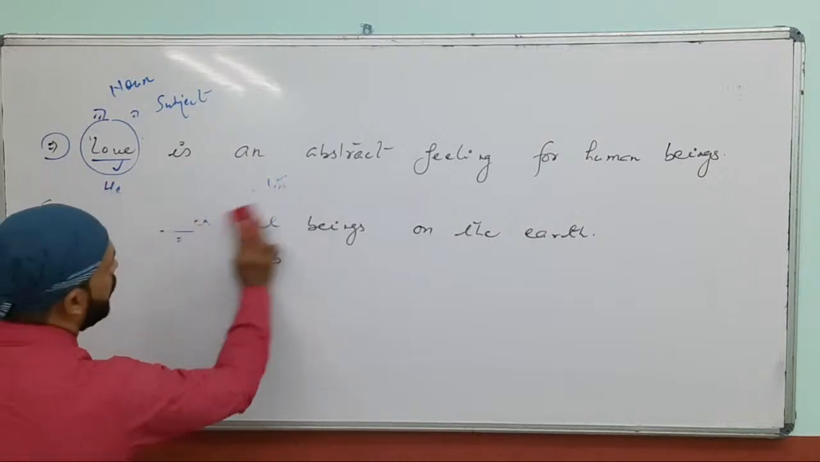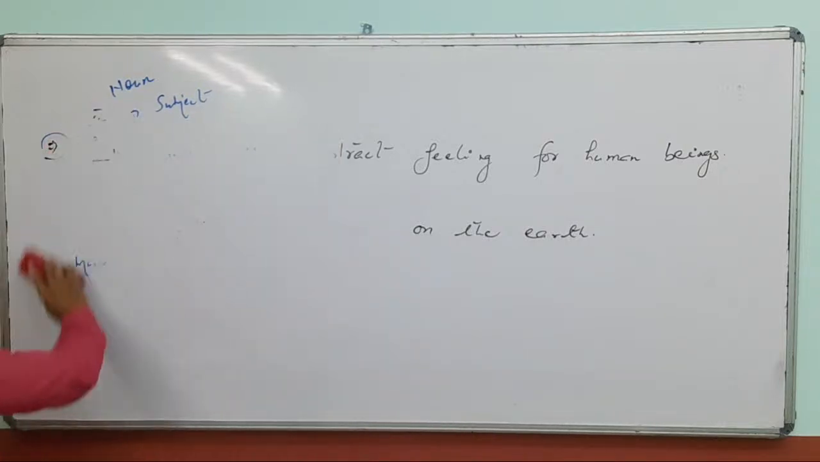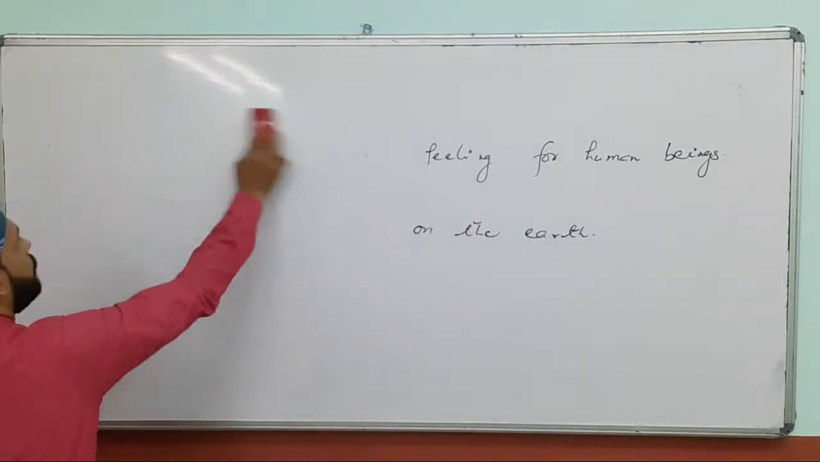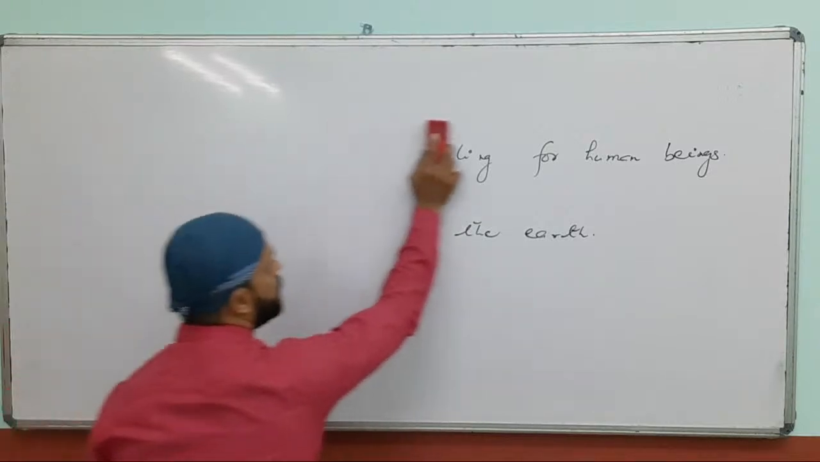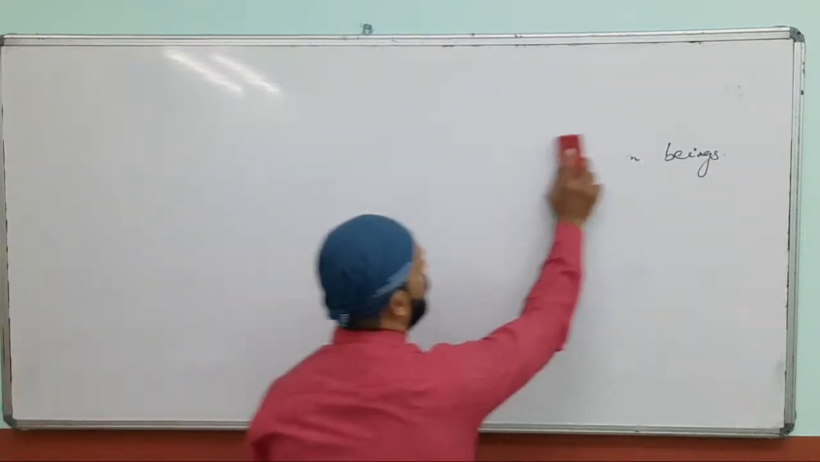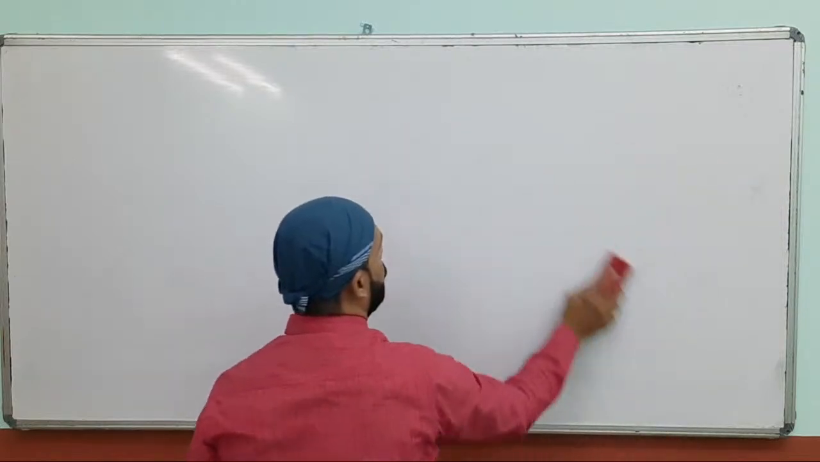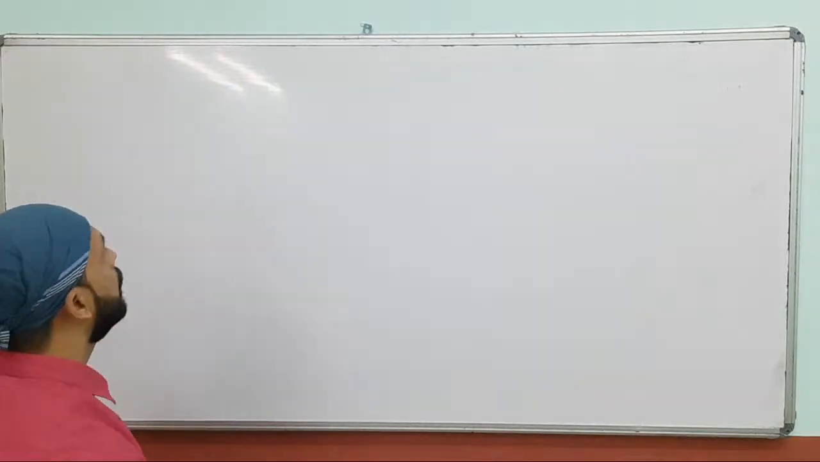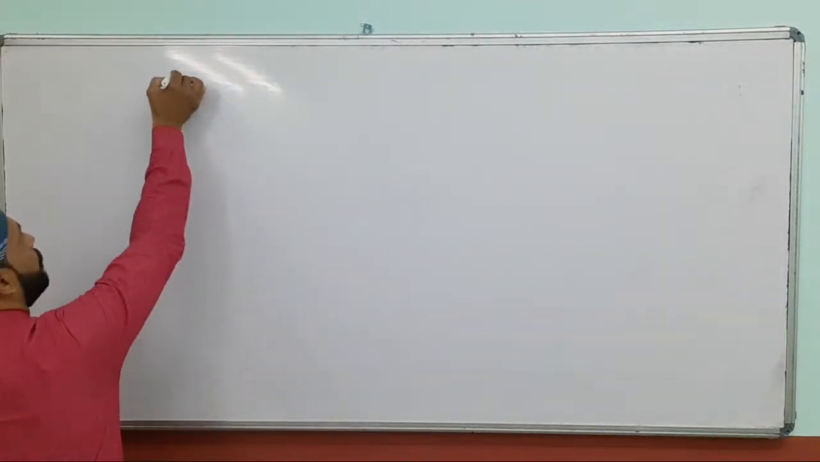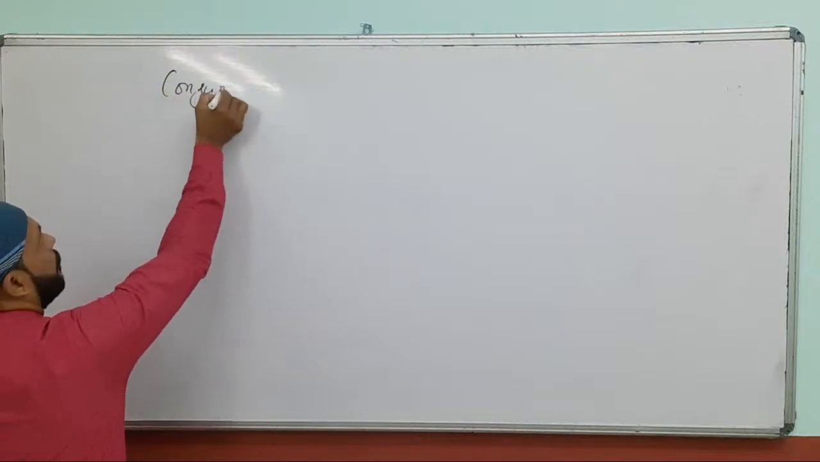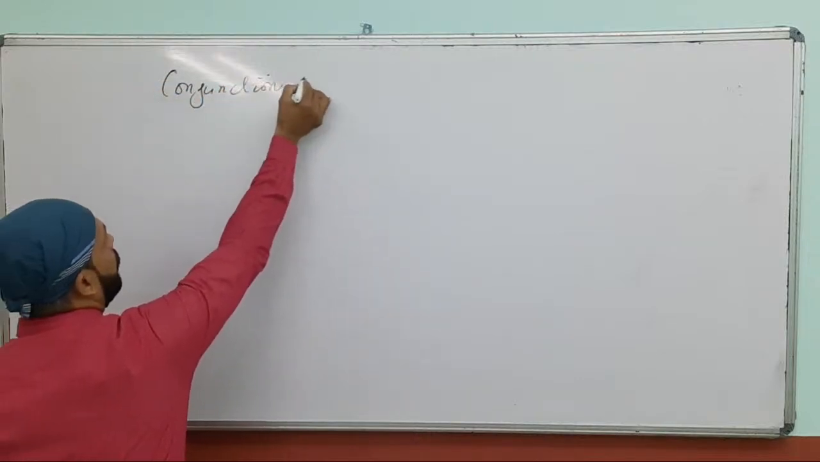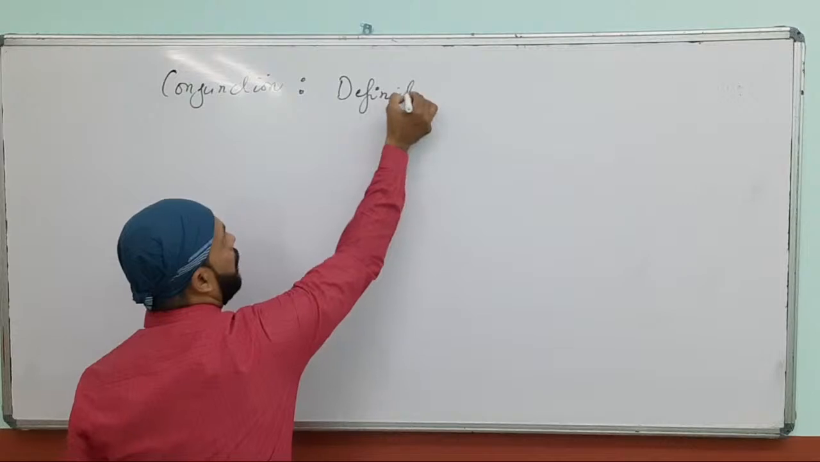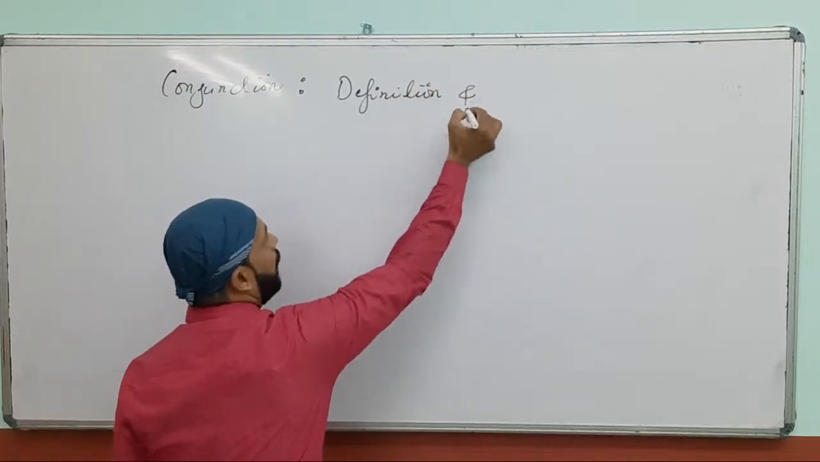So I'm telling you that we don't try to recognize a word in a sentence from its form, but from its function. Okay? So it is conjunction, and we will discuss its definition and uses.